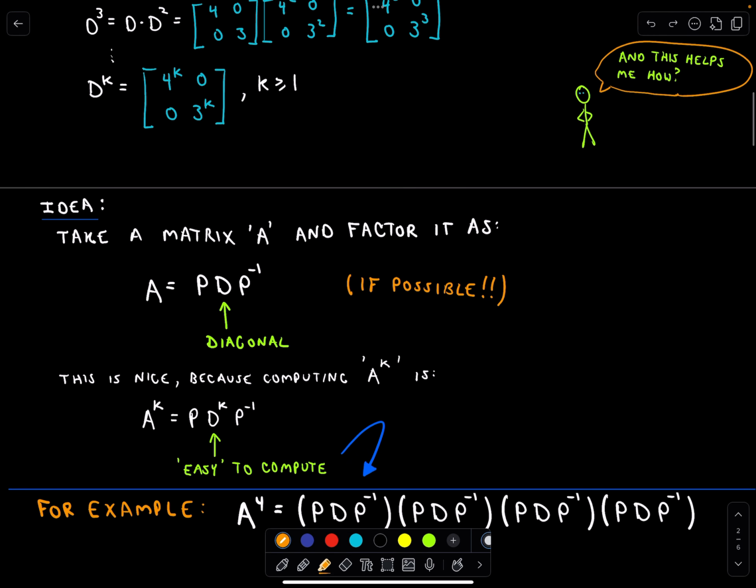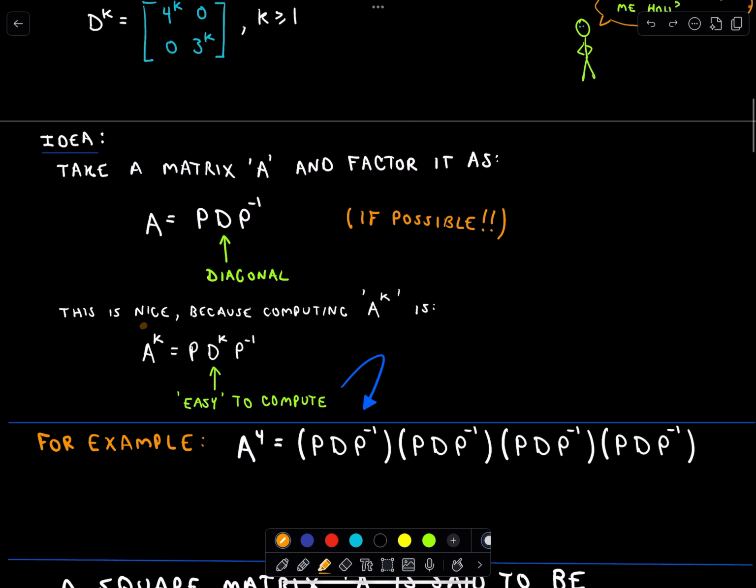Well, that's where the magic comes in, because if I can write this matrix A as this product of P times D times P inverse, it's going to be easy to take that matrix A and raise it to the power of K. It turns out that's just going to be the matrix P multiplied by that diagonal matrix D raised to the power of K, which we said is the easy one to compute, multiplied by P inverse. So this is nice because P, we know that one. D to the power of K is going to be easy. And then we just multiply by P inverse again. So that's not too bad.